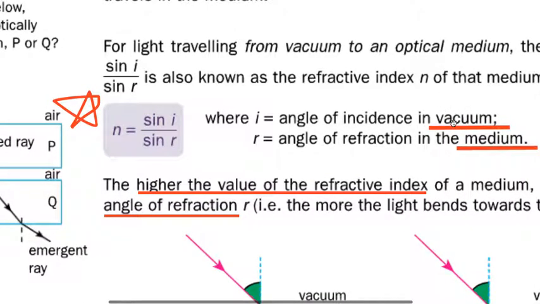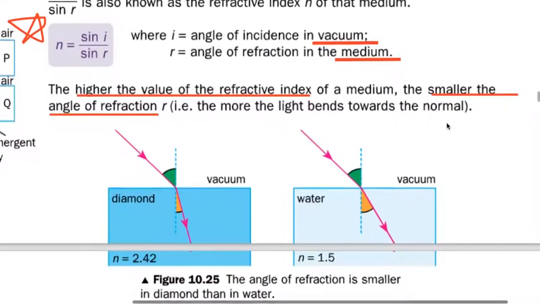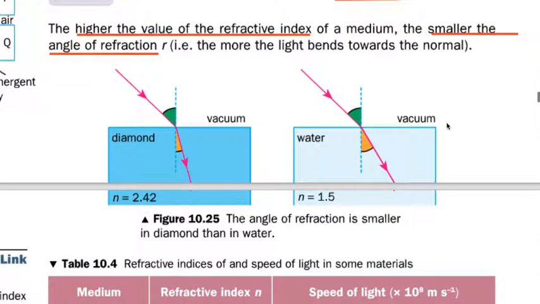Since the speed of light in vacuum and in air is almost the same, and on Earth we don't really see vacuum in a lot of nature, we take the speed of light in air and vacuum to be similar. The higher the value of the refractive index of a medium, the smaller the angle of refraction. Does this make sense?